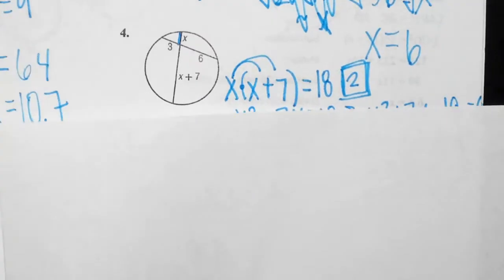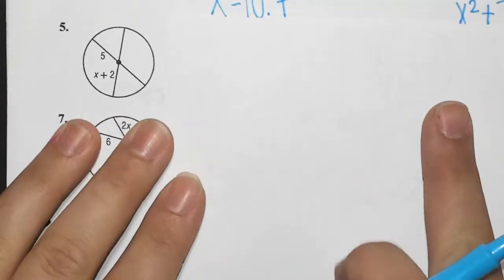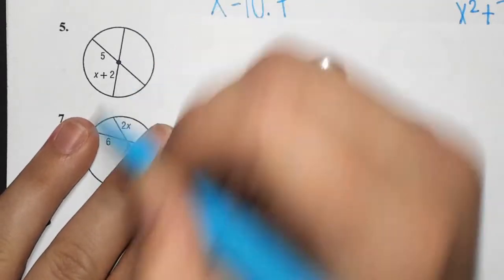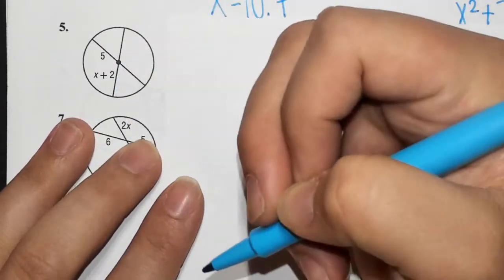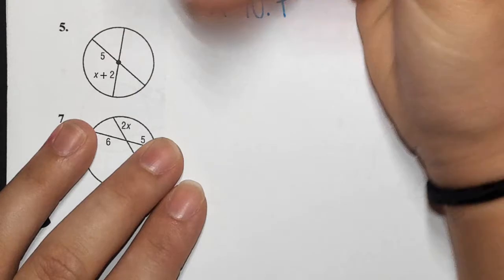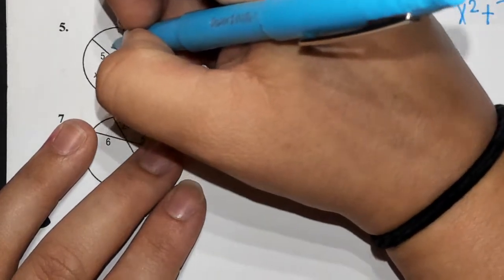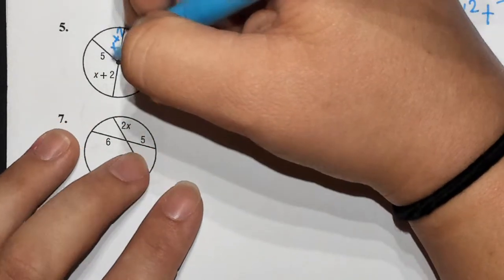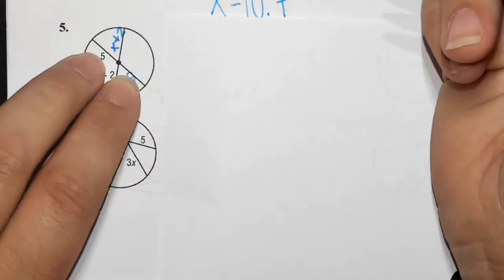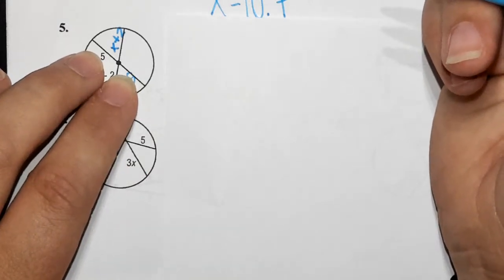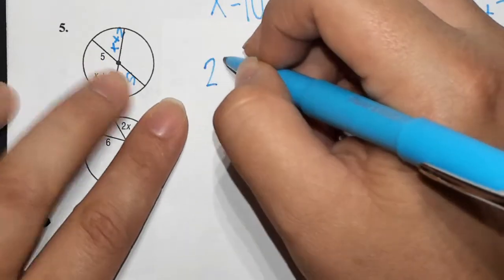Okay, let's look at number 5. I have a different piece of paper because I write big. So, I know that this is the middle of the circle. So from here to here is x plus 2. What's this right here? That's also x plus 2. And if this piece is 5, then so is this piece. So we have to multiply the two pieces together and set them equal to the other side. So 5 times 5 is 25.